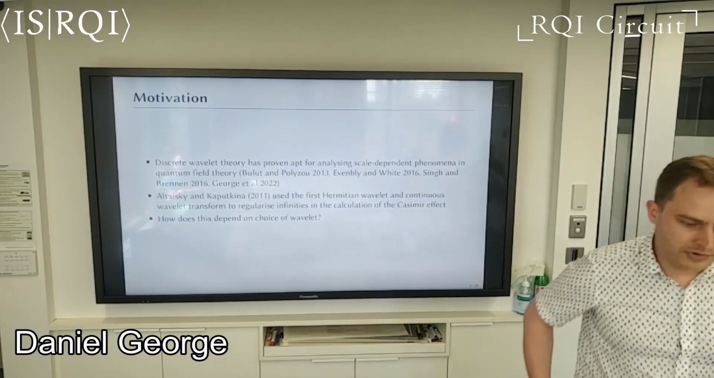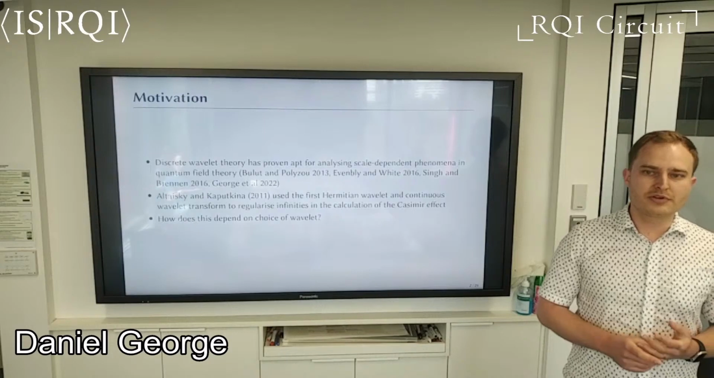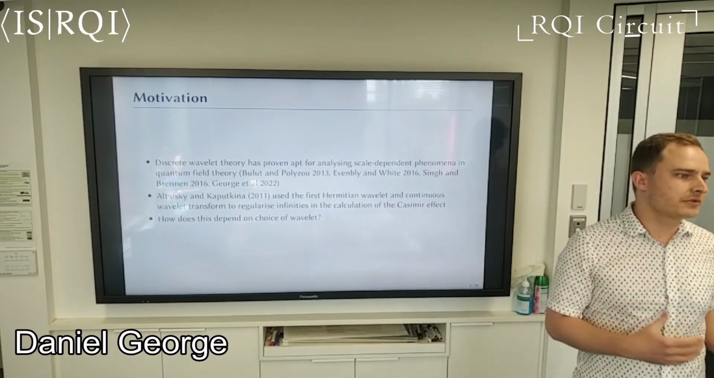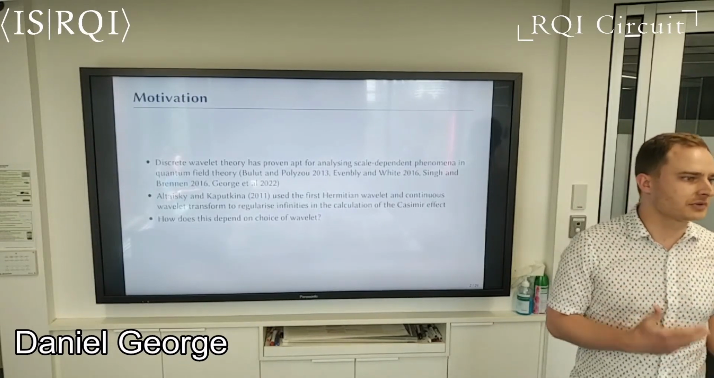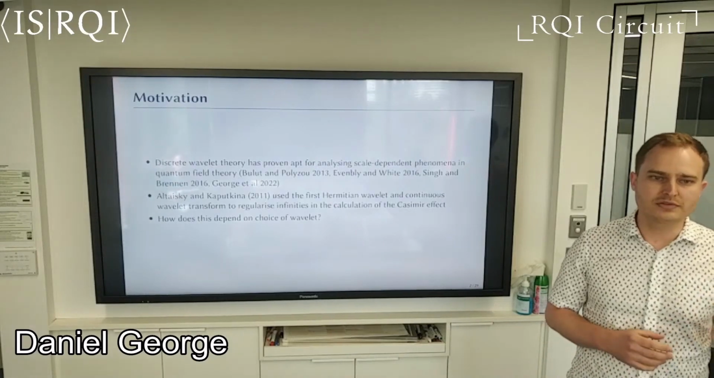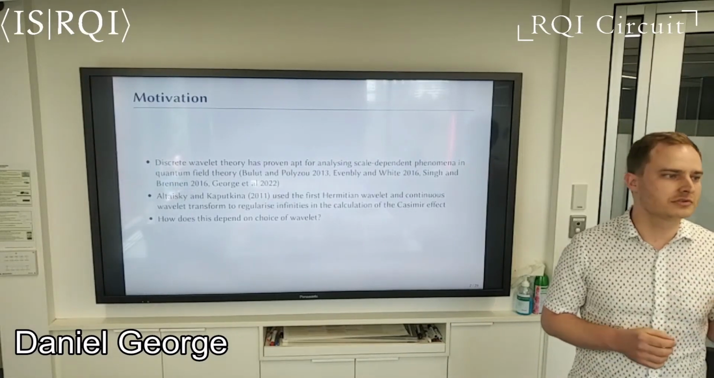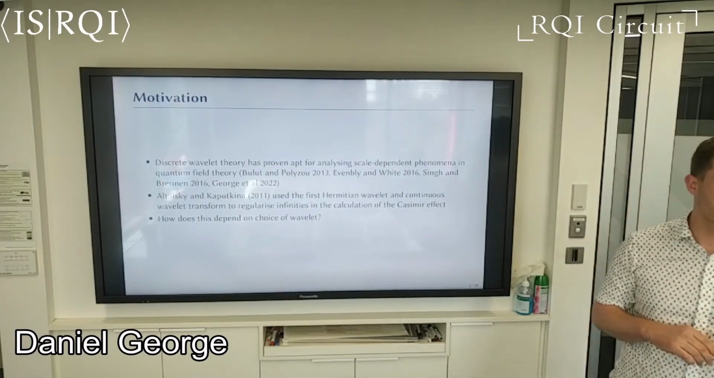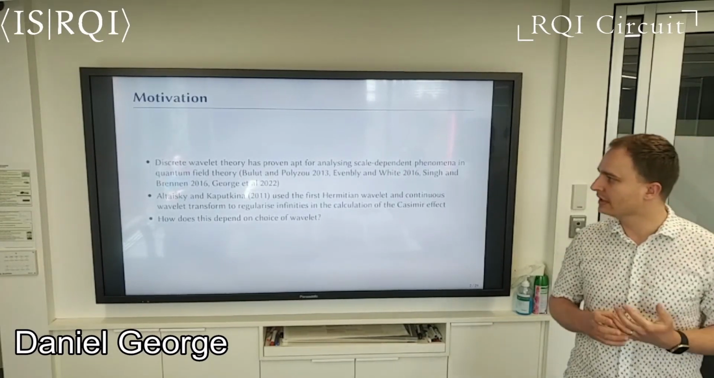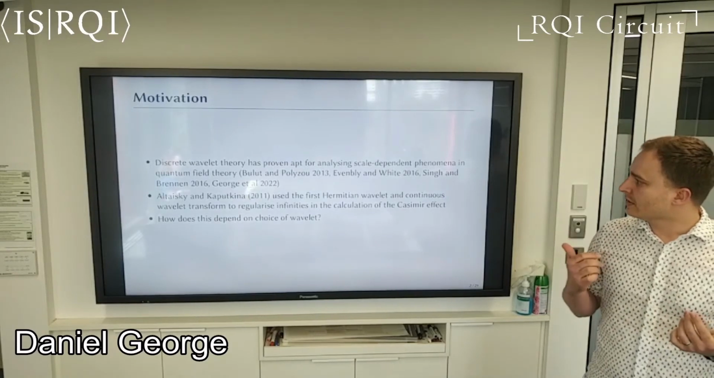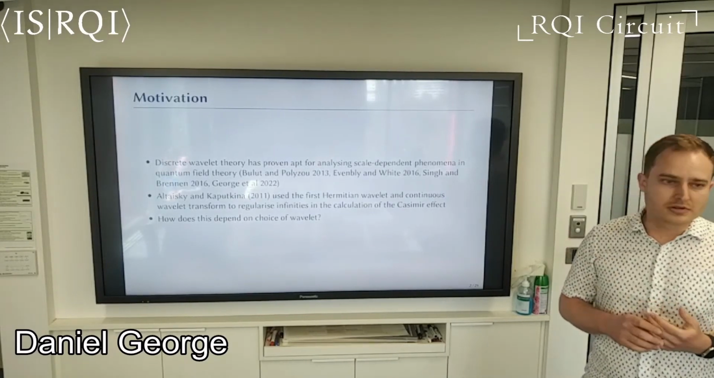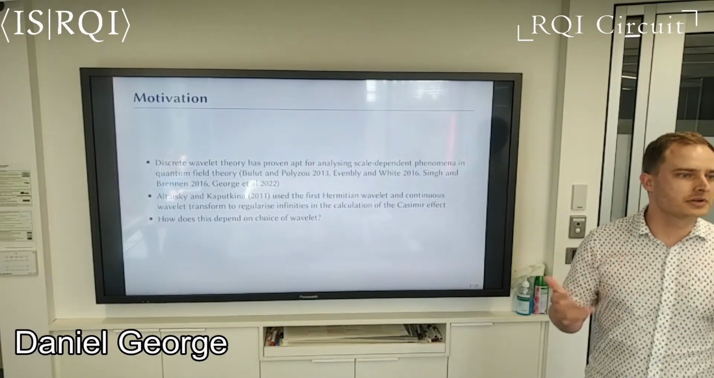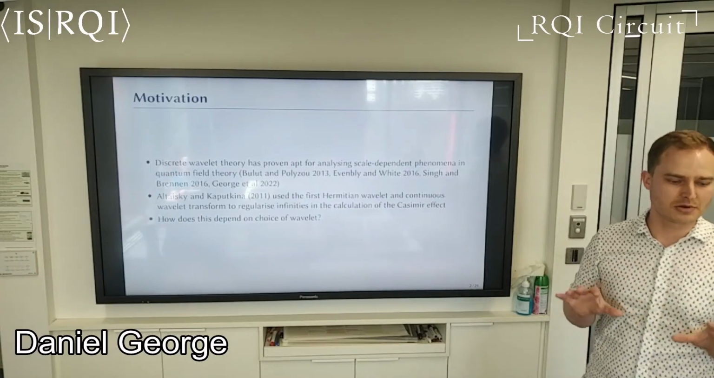Cool. So, motivation. We're motivated because quantum field theory has a lot of scale-dependent stuff that we'd like to understand. Wavelets were introduced originally in the field of geology. We've heard about them once today already, and you'll hear about them again in Simon's talk coming after mine. It's discrete wavelet theory and continuous wavelet theory. I'll talk about both in a moment.